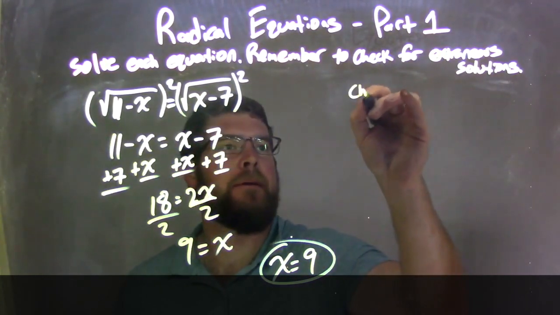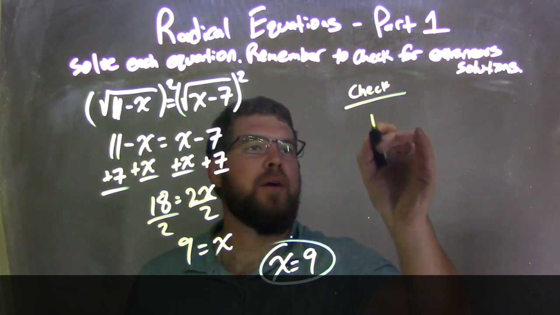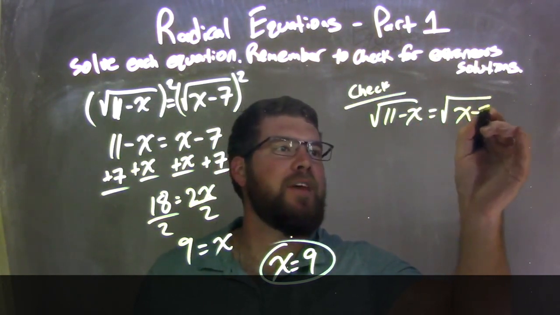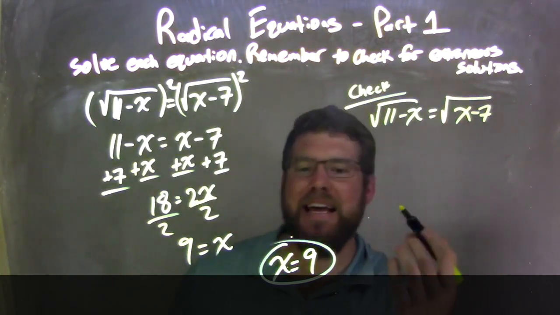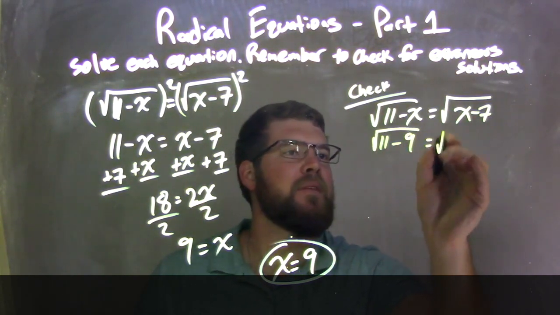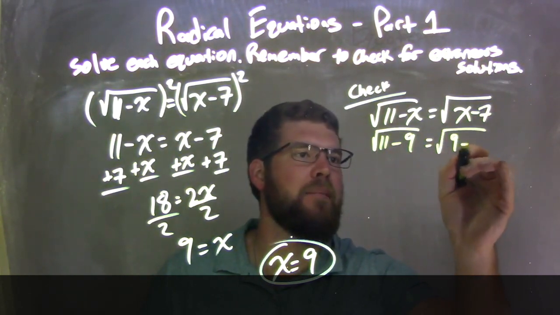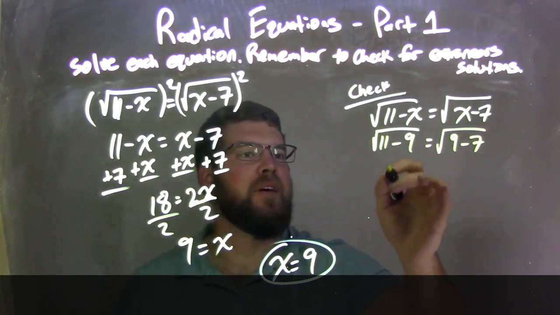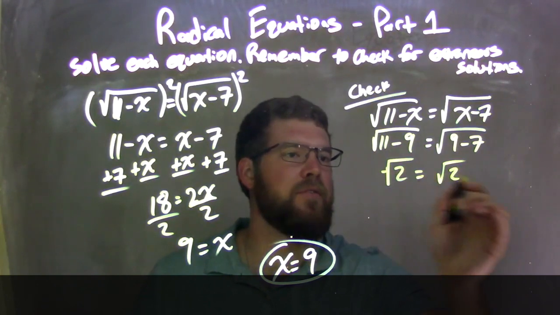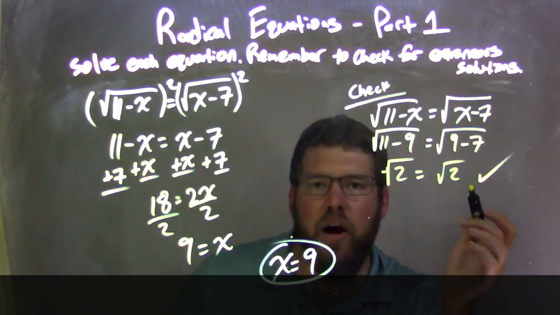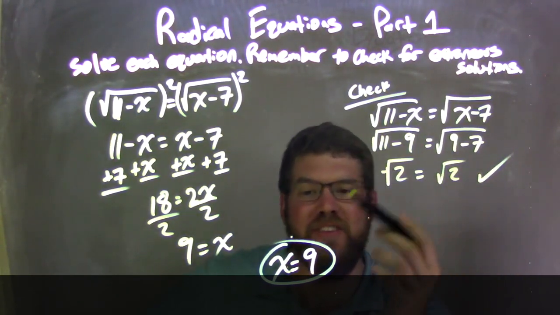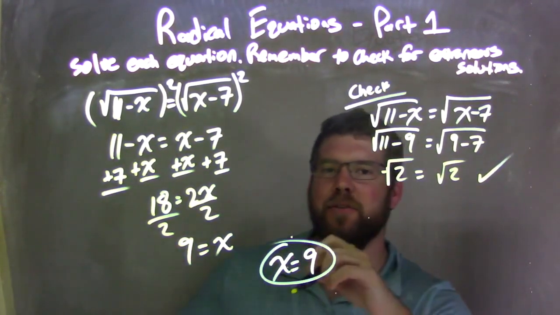I'm going to check that bad boy. Rewrite my equation. Square root of 11 minus x equals the square root of x minus 7. I'm going to plug in 9 for my x's. So 11 minus 9 here, underneath the square root, and then 9 minus 7. Simplify. 11 minus 9 is 2, so a square root of 2 here equals 9 minus 7, which is also 2. So a square root of 2 is square root of 2. Check off. They are the same. Fantastic. So I can confirm that we have no extraneous solutions, and that x equals 9 is my answer.